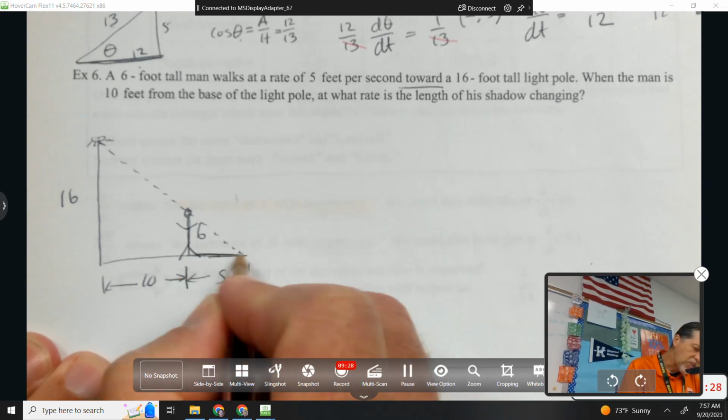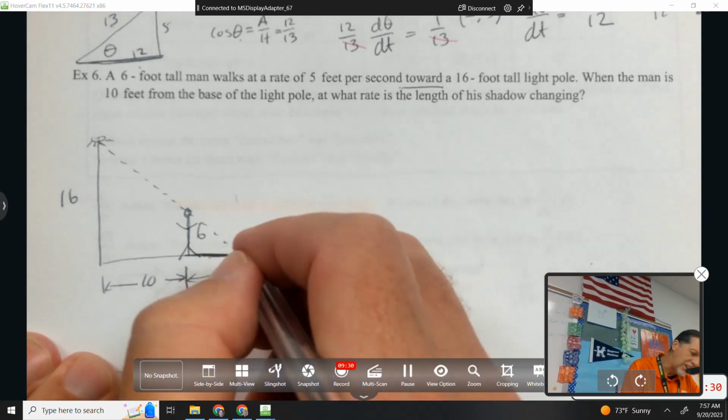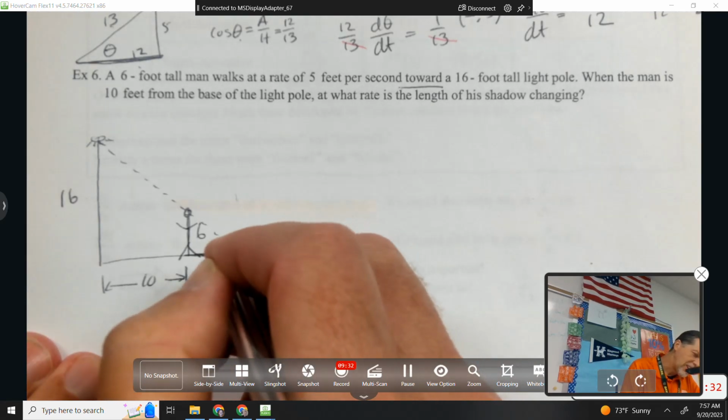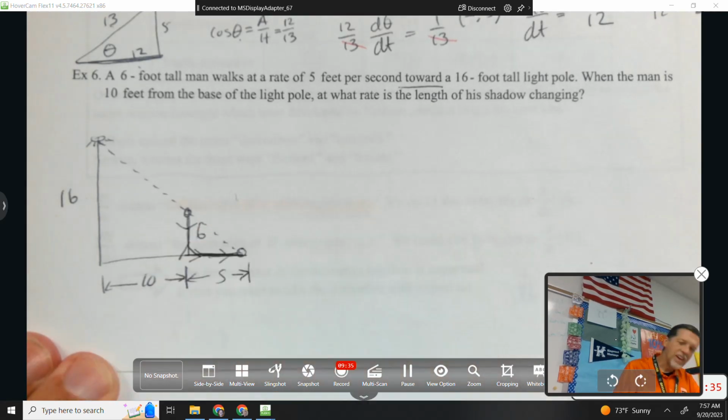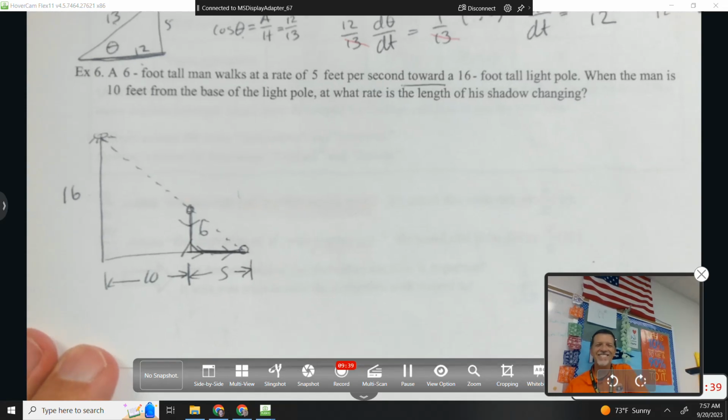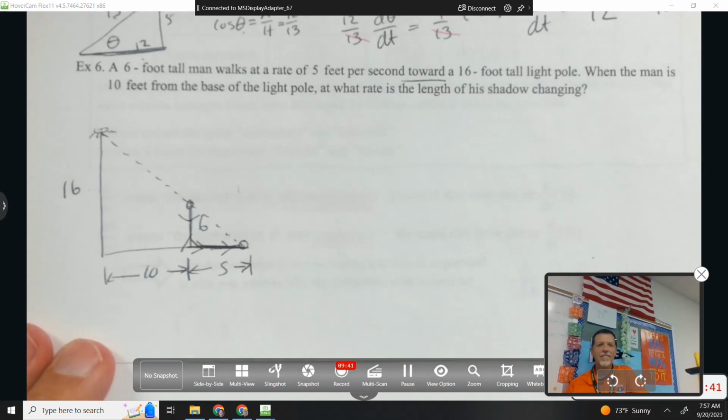Right, there's his shadow right there. Well, if I was really good, I'd draw his shadow on the ground. Thanks. Okay, let's see if I've got all that picture drawn right.